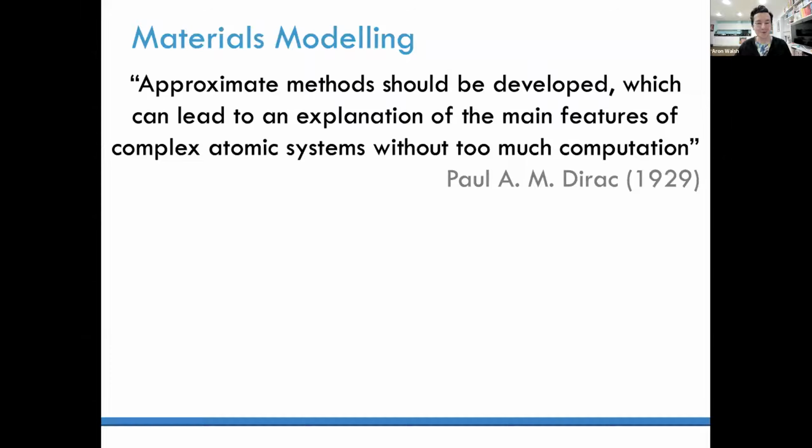So this is a quote from one of his papers. "Approximate methods should be developed, which can lead to an explanation of the main features of complex atomic systems without too much computation." And this really sums up the next century of effort in theoretical and computational science: trying to reduce the Schrödinger or Dirac equations, which describe all of the physics of the systems we care about, into a form that's tractable.